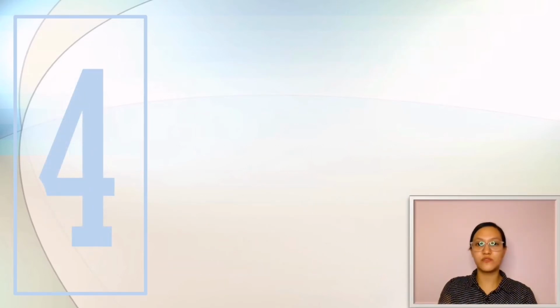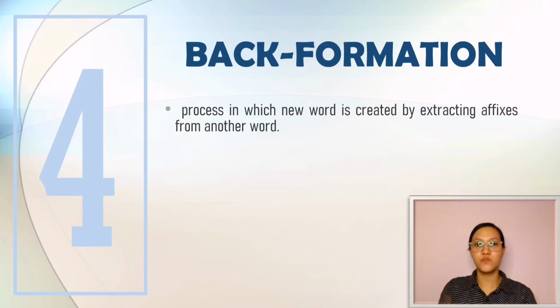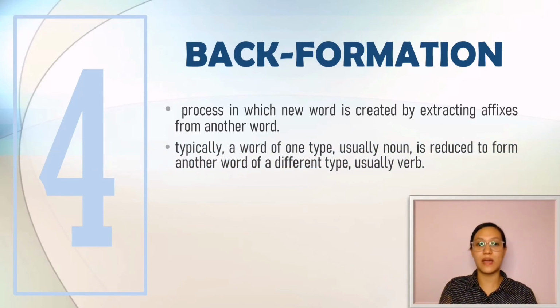Another type of word formation process is called backformation. Backformation is a morphological process in which a new word is created by extracting affixes from another word. In this way, it is the reverse of affixation, in which affixes are added. Typically, in this process, a word of one type, usually noun, is reduced to form another word of a different type, usually verb. Take note that backformation is different from clipping, since it brings a change in the parts of speech or the word's meaning.